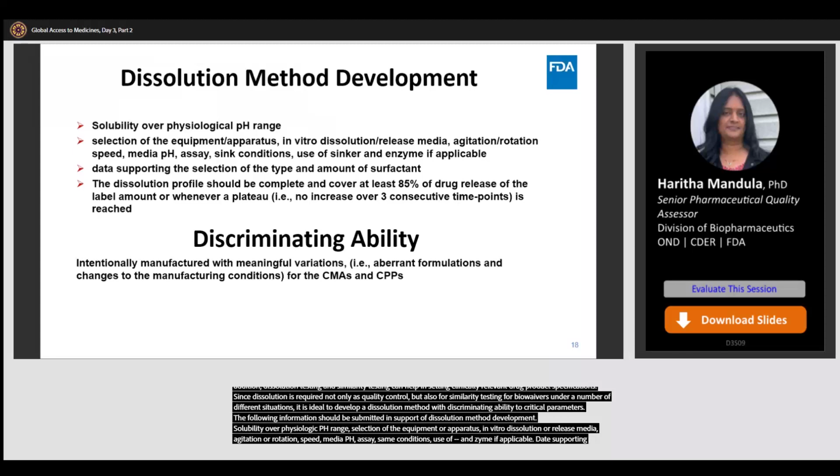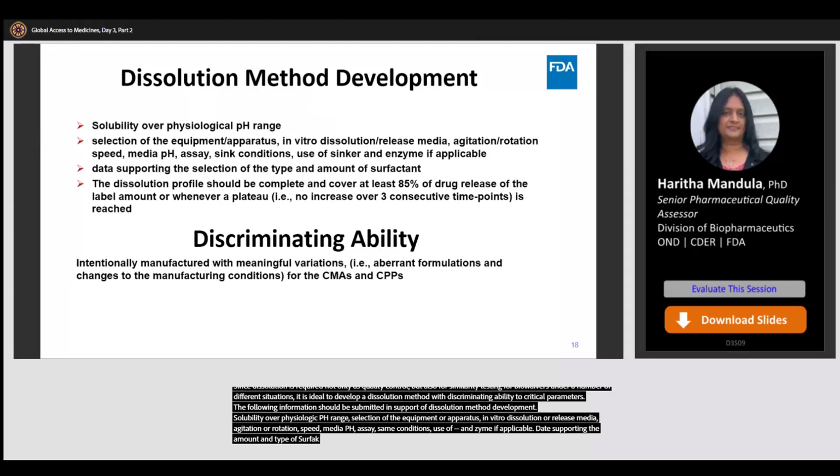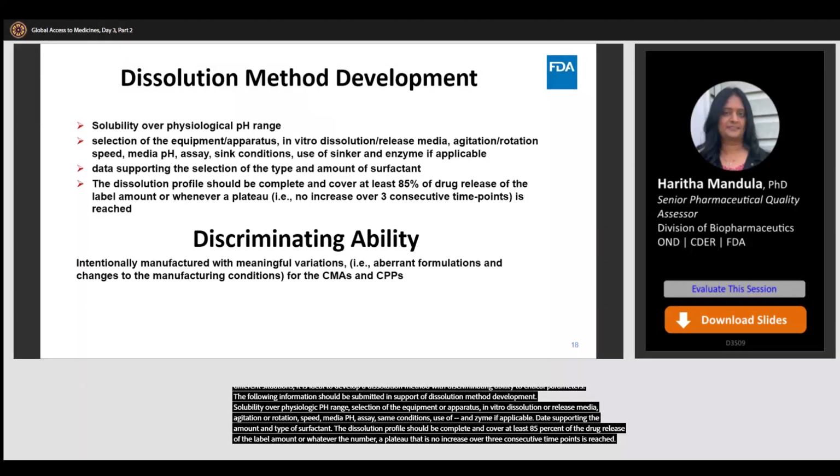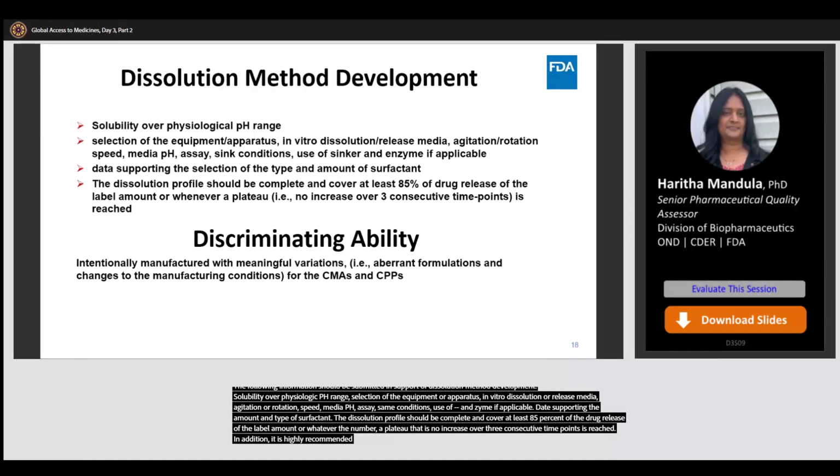The dissolution profile should be complete and cover at least 85% of drug release of the label amount, or whenever a plateau, that is no increase over 3 consecutive time points, is reached. In addition, it is highly recommended to develop a method with discriminating ability. The discriminating ability could be explored with meaningful variations for CMAs and CPPs.